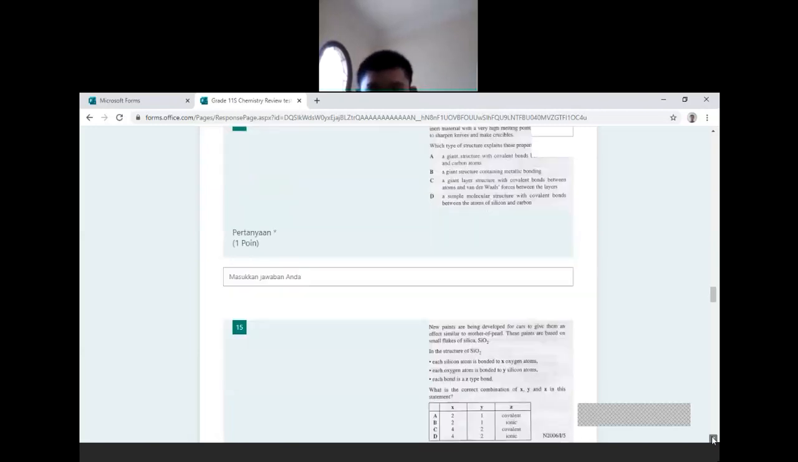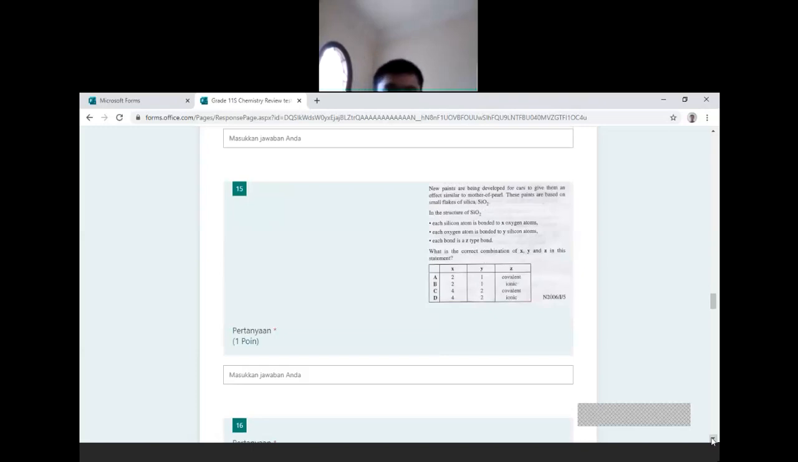Number 15, new paints are being developed for cars to give them an effect similar to mother of pearl. These paints are based on small flakes of silica. The formula of silica is silicon dioxide, SiO2. In the structure of silicon dioxide, each silicon atom is bonded to X oxygen atoms. X can be any number, but must not be a decimal number.